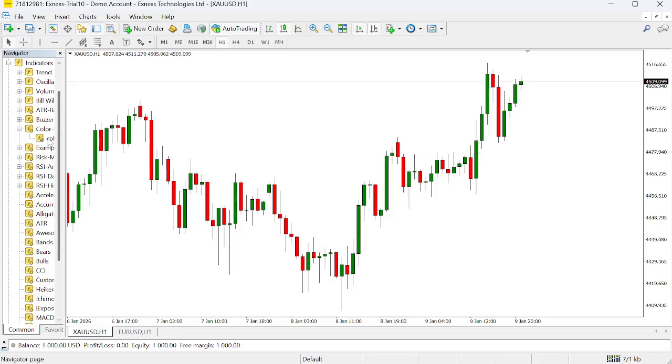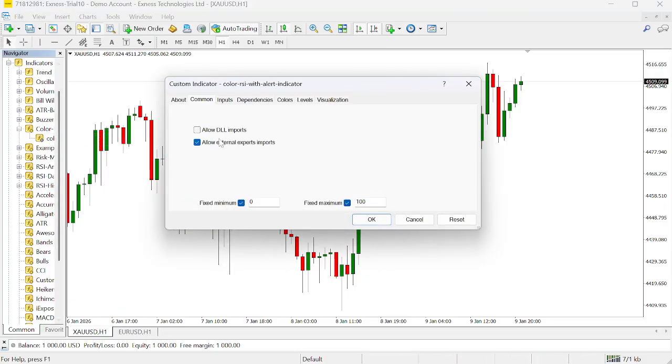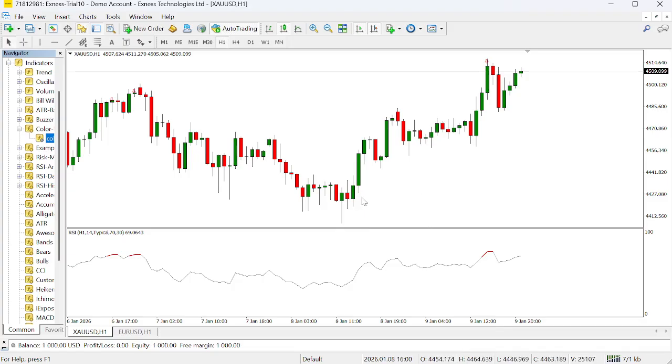At this point, I'll load the indicator on the chart so you can see how it looks in real time. Remember to allow DLL imports. And just like that, we have the indicator installed in our chart, and it's quite easy to interpret.